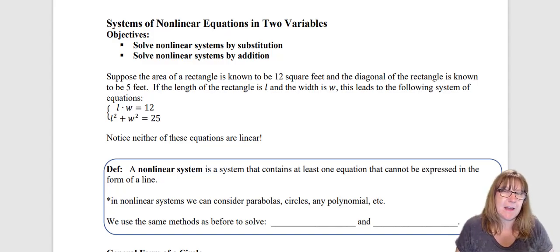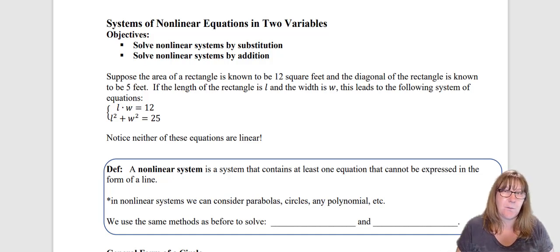The equations that we were looking at in the last section were all linear equations. All of the exponents on both x and y were 1. What if we have equations that are nonlinear? What if we have a parabola and a line? What if we have a parabola and a circle? We could have lots of different combinations of equations that are nonlinear.